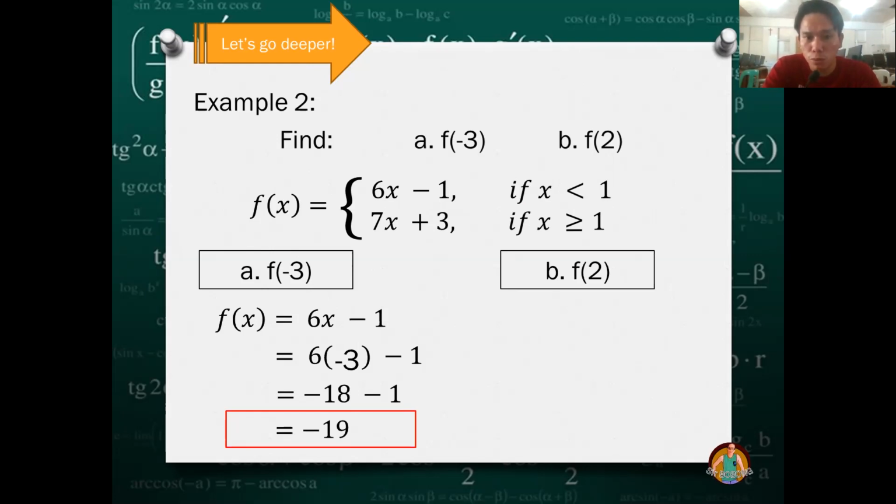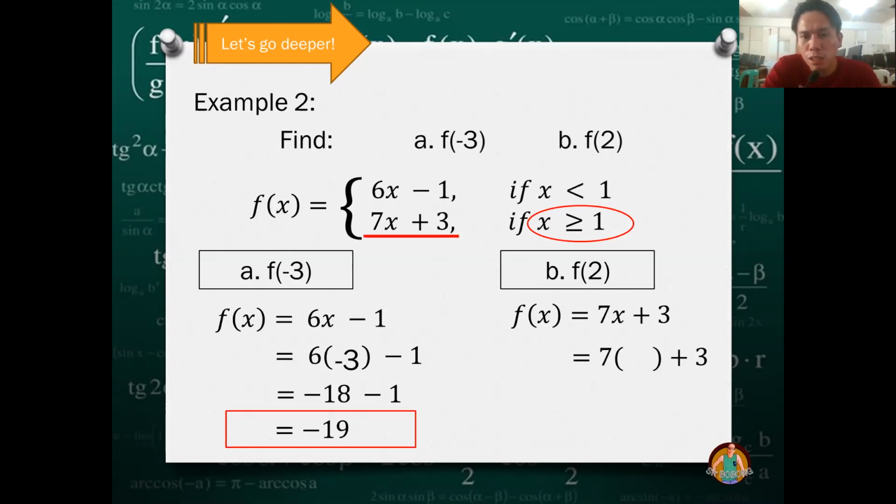f of 2. So yung 2, saan siya? Less than 1 or greater than or equal to 1? Mas malaki siya or mas maliit sa 1? Okay, nasa greater than or equal to 1. So ibig sabihin yung gagamitin nating equation is 7x plus 3. Klaro? Again, yung 2 is greater than or equal to 1, therefore yung gagamitin natin na equation is 7x plus 3.